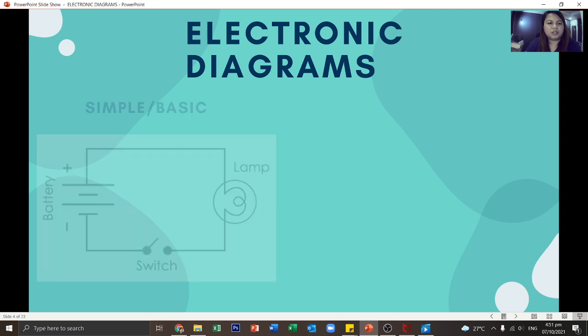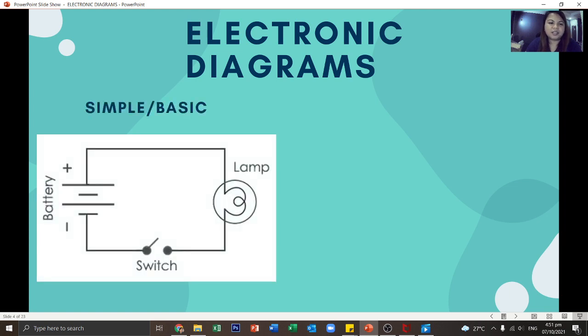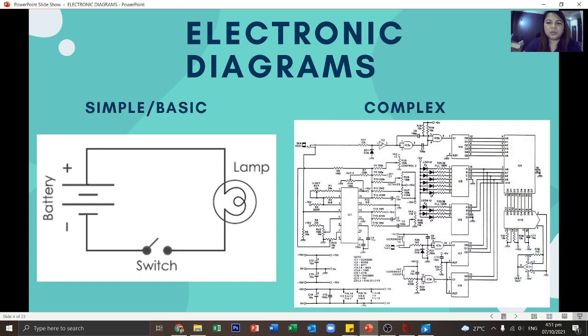Electronic diagrams can be simple and basic, just like this one. The basic electronic diagram is composed of a battery, which is our power supply, then a switch, a lamp, and the connecting wires. Or electronic diagrams can also be complex like this one. But don't get anxious or nervous because of the many electronic components in this circuit. Once you know how to read electronic diagrams, it will be easier for you to understand these complex electronic diagrams.